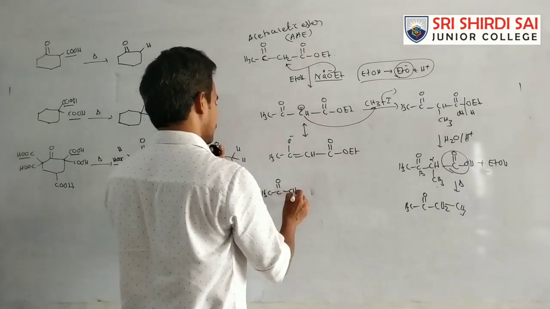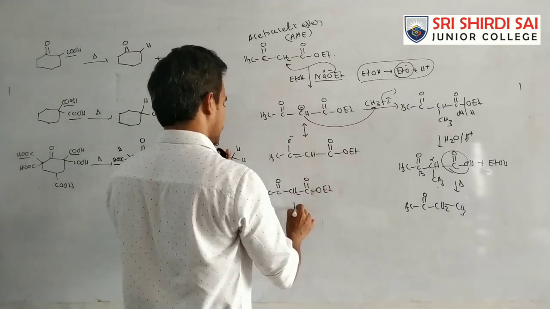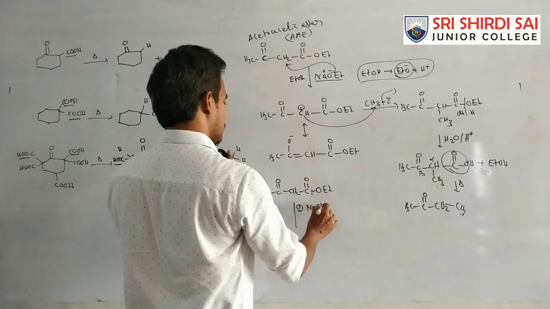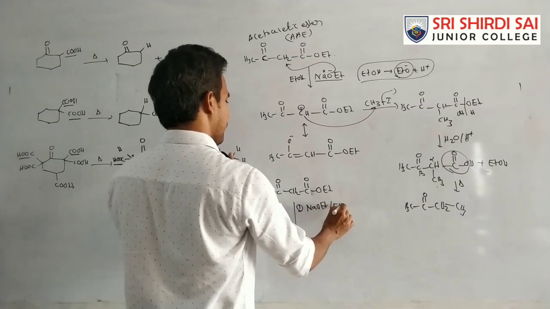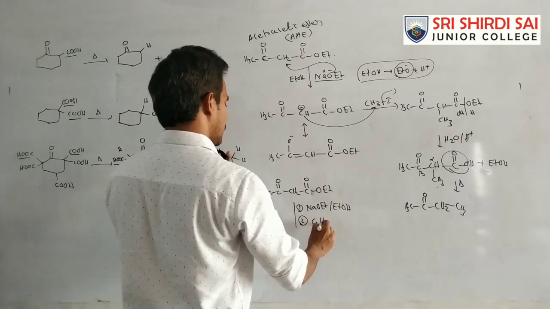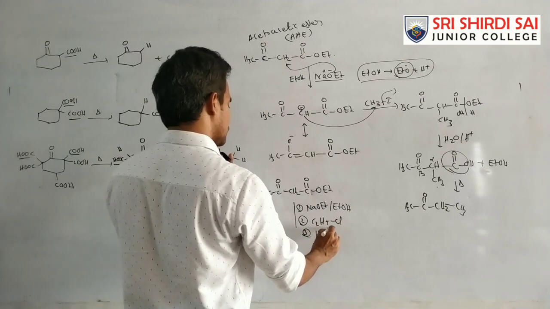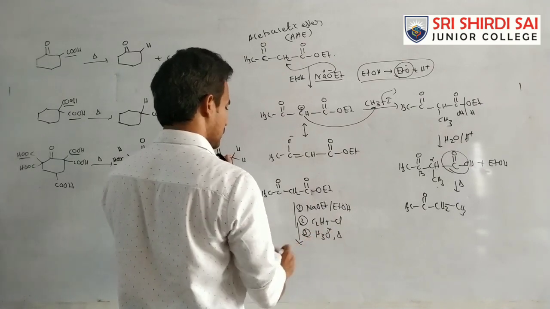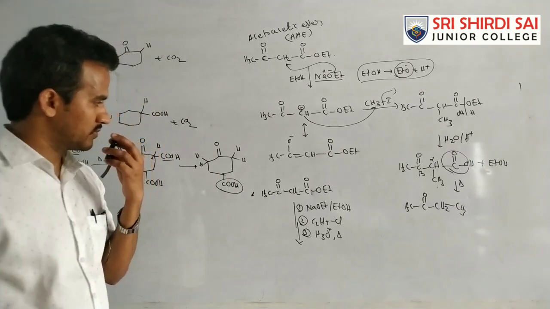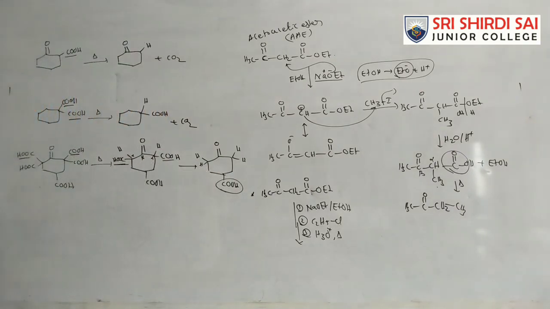CH3C=O, CH2, C=O, OEt. This one reacts first with sodium ethoxide, second with C2H5Cl, and third hydrolysis followed by heating. Write the product in this case. So that is about the decarboxylation.